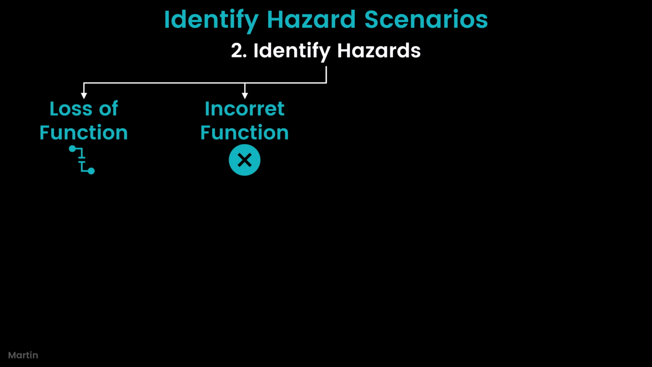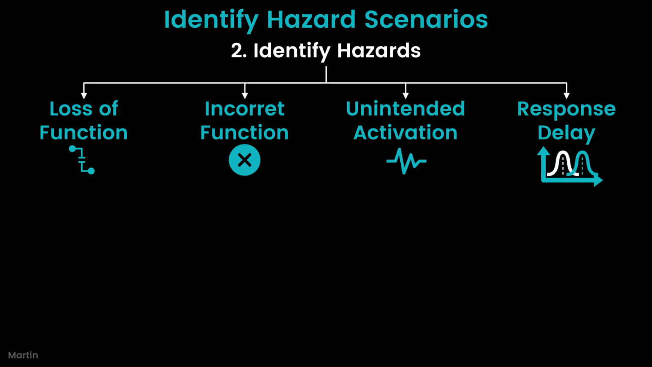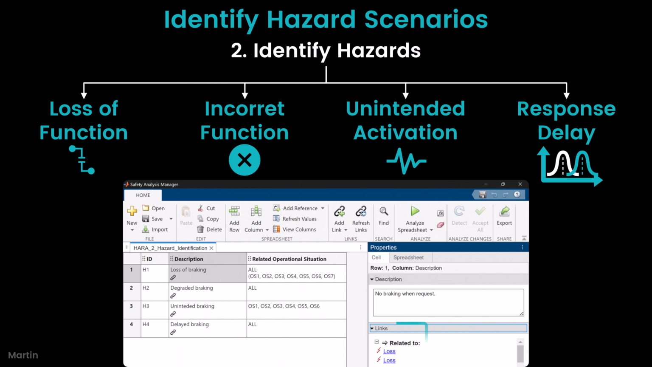The second step is to identify hazards, such as loss of function, incorrect function, wrong value, false positive or negative, out of range, unintended activation or deactivation, stuck on or off, spurious trigger, incorrect timing, response delay, jitter, out of sequence, and degraded performance. With Safety Analysis Manager, we can manage hazards and provide traceable links to relevant fault libraries. How does the model support this process?